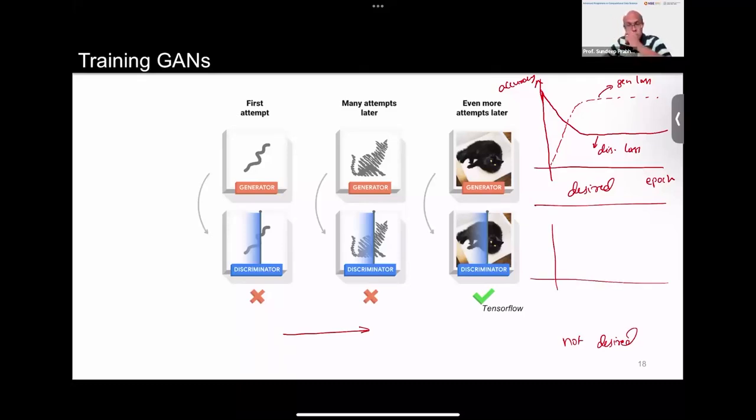Suppose you do training, and then the generator, this is your discriminator loss, and then you have a generator loss which is kind of increasing, and then at some point it is not able to perform well, right? So this is when the GAN is not trained properly or it is not behaving successfully. Okay, so this is not something that is desired.